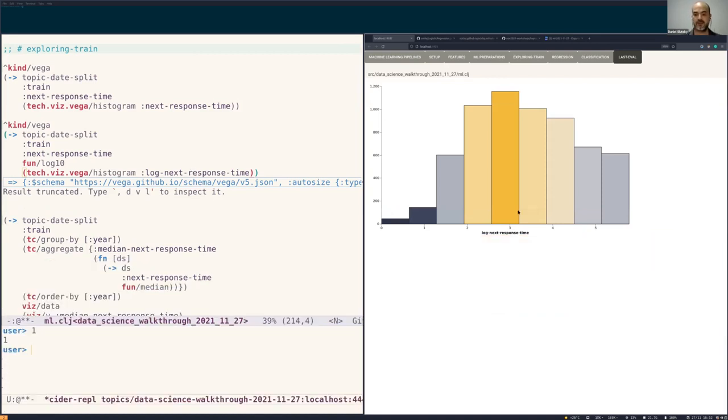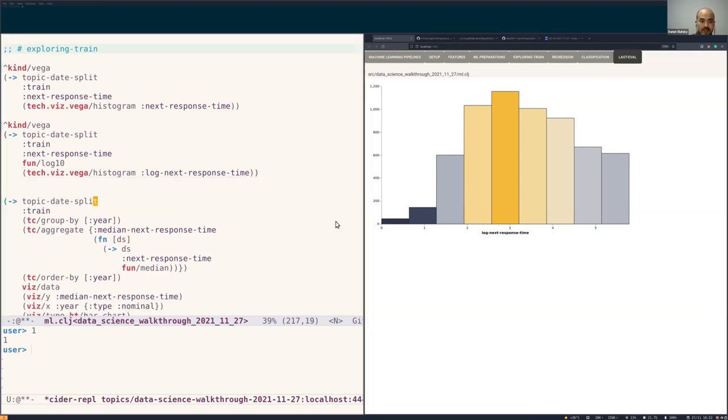And one reason to do that is that it gives us possibly a better idea about the range where the numbers are distributed. And also, sometimes, depending on your machine learning model, it may be better to use that as your target of learning.